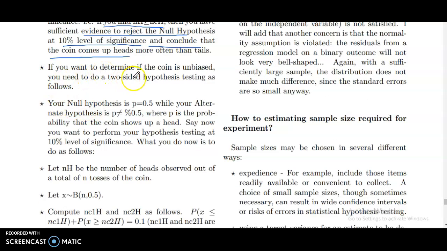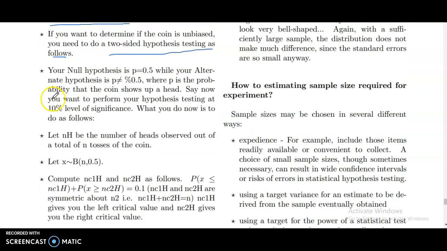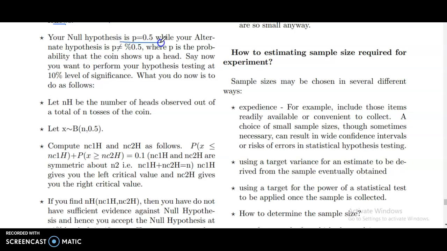If you want to determine if the coin is unbiased, you need to do a two-sided hypothesis testing as follows. Your null hypothesis is P equal to 0.5, while your alternate hypothesis is P not equal to 0.5, where P is the probability that the coin shows up a head. Say now you want to perform your hypothesis testing at a 10% level of significance. What you do now is as follows.